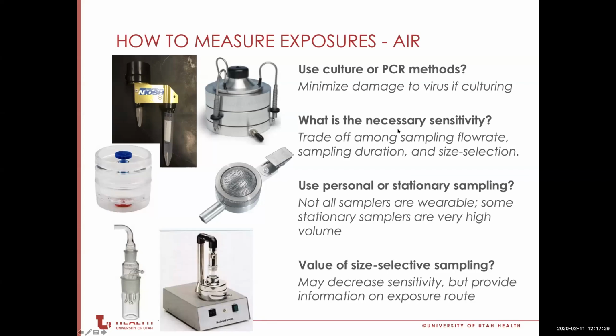The next question is: what is the necessary sensitivity of your sampling method? This is where you're trying to manage the trade-off between sampling flow rate and sample duration to collect enough material for the task you want to sample, and whether or not you need size selection. For example, in the NIOSH sampler, your volume of air is divided into three different pockets, which decreases the potential sensitivity of your sampling method.